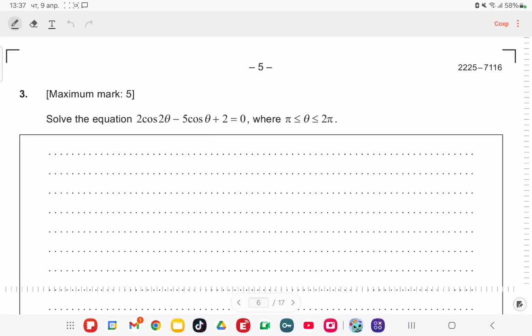Hello, we are continuing. This is question 3, paper 2025, time zone 3, AAHL paper 1, 5 marks. It's a trigonometric equation and we have to find the theta that lies in this domain.